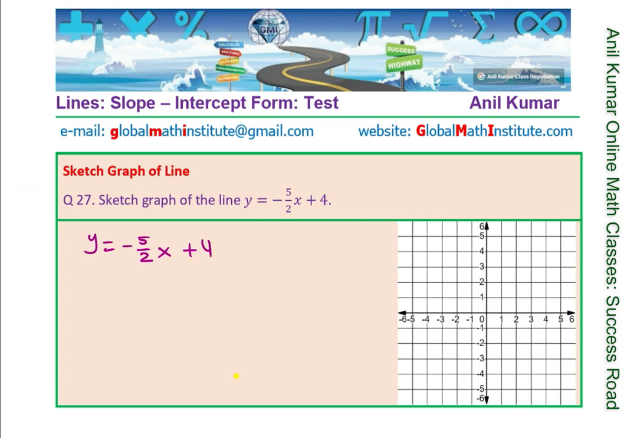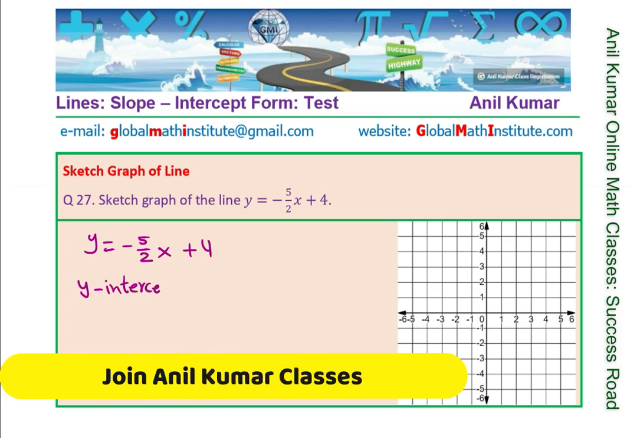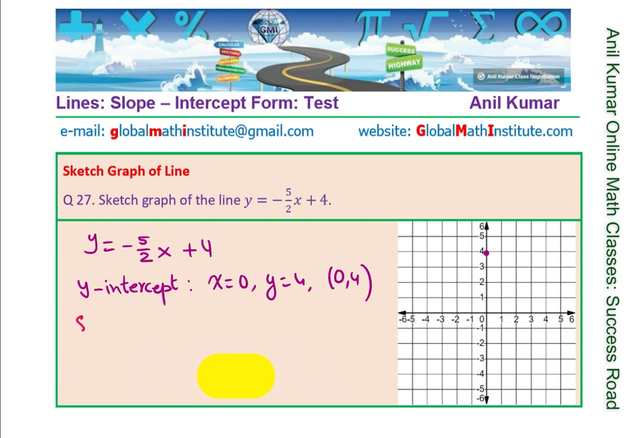So how will you sketch this graph? Well, we have the y-intercept, and y-intercept is at 4, right? So it is x equals 0 always, and y equals 4. You could write this as (0, 4) also, which means that is the y-intercept, clear. Now let's look into the slope. So the slope or the gradient is given to us as equal to minus 5 over 2.